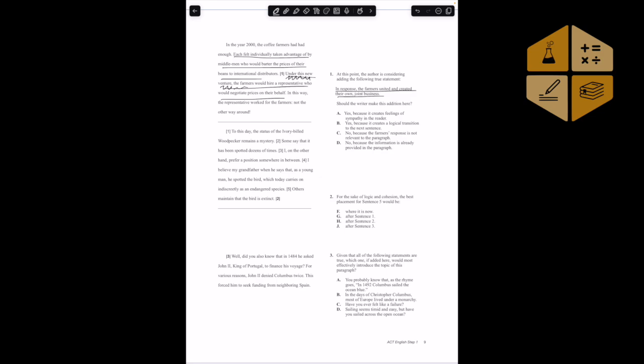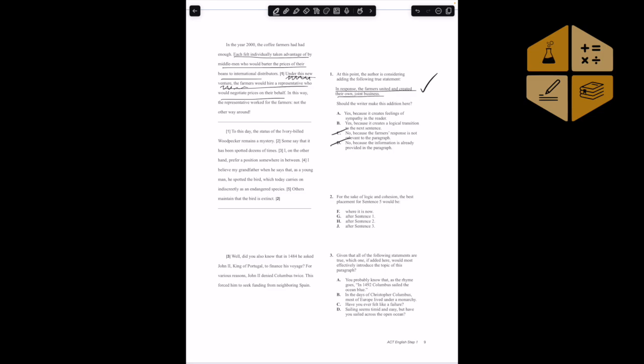But if you read the sentence before, it says each felt, that's referring to farmers, individually taken advantage of by middlemen who would barter the prices of their beans to international distributors. That sentence makes no mention of a new venture or anything like that. And so that is why, yes, this sentence does belong. We need it there to make sense of the paragraph. So that eliminates C and D.